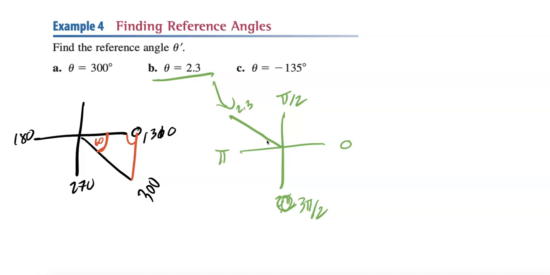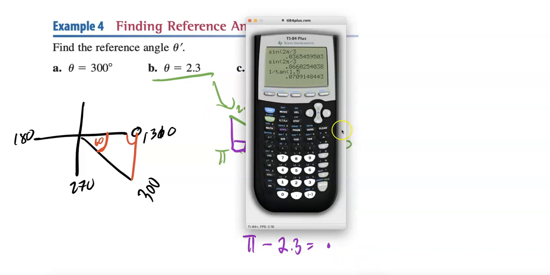And what's the reference angle? We got to go down to here. You got to find that angle. Now remember, if I was over here, it would be 180 minus the angle. So same idea here. This would be pi minus 2.3. Also, pi is bigger, so you just do that one. So whatever that is, 3.14 minus that. Let me use my calculator.